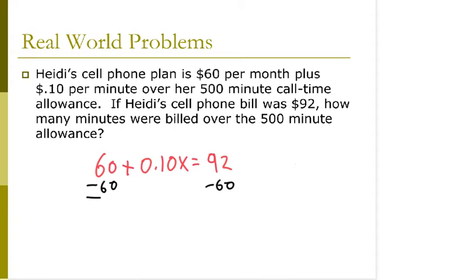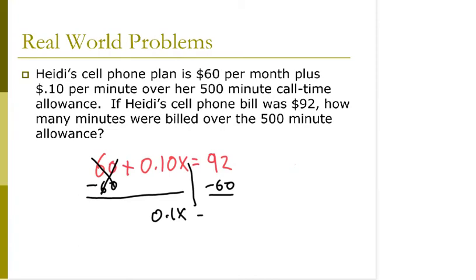And on the left, these 60 subtracted would give us 0. 0 plus 1/10 of x is 1/10 of x. And I know I put a 0 here, but I actually prefer not to have it because it doesn't add anything to the value of the number. So we're just going to write it as 0.1x. It's the same information, equals 32.